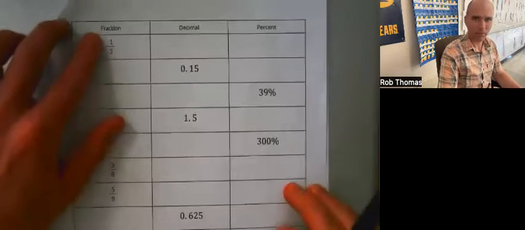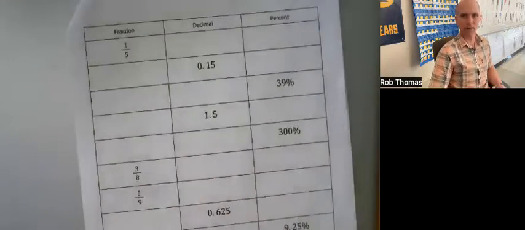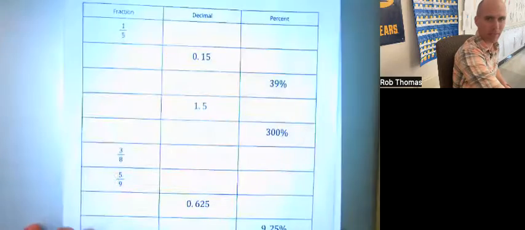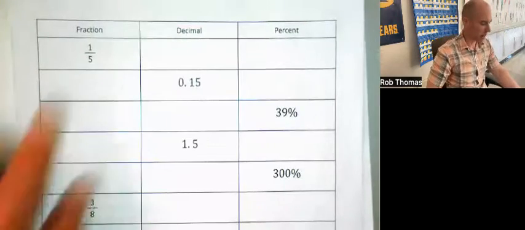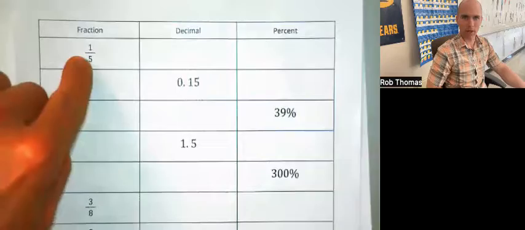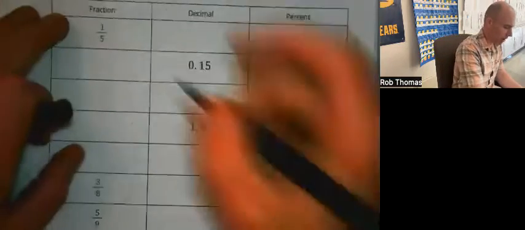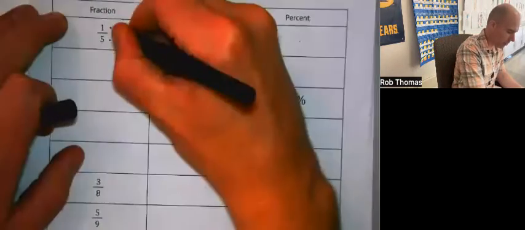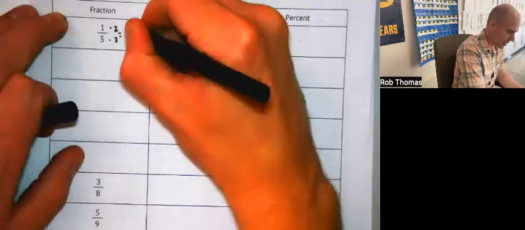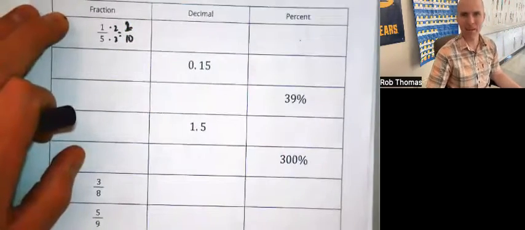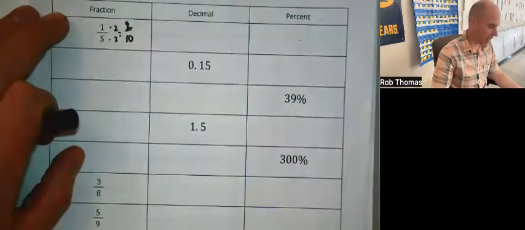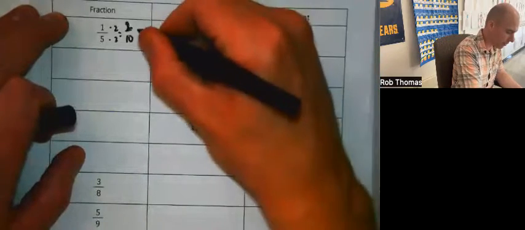1/5. One strategy I could use here is getting this denominator to either 10 or 100. So if I were to multiply the top and bottom of this by 2, I see that this is the same as 2/10. Geez, start off the video with a mistake right off the bat. 2/10.